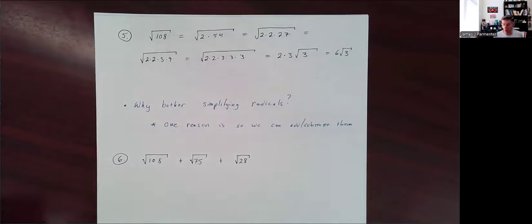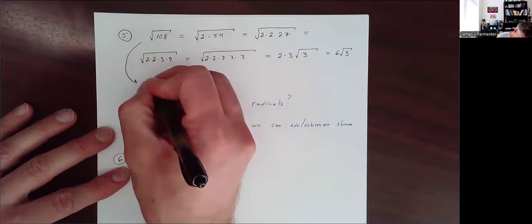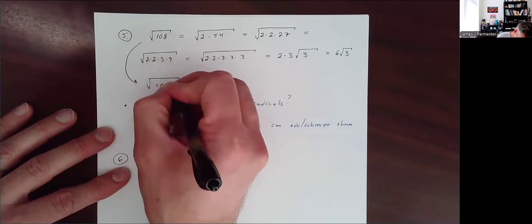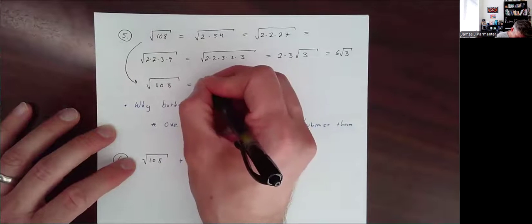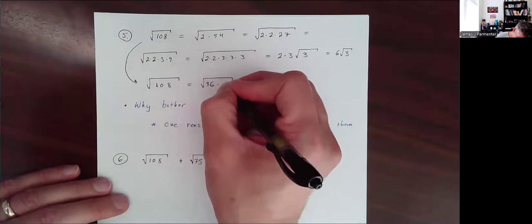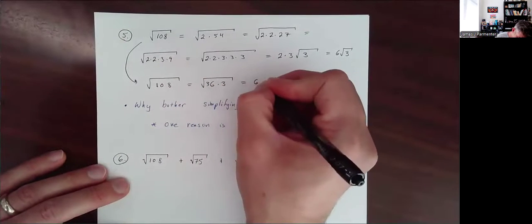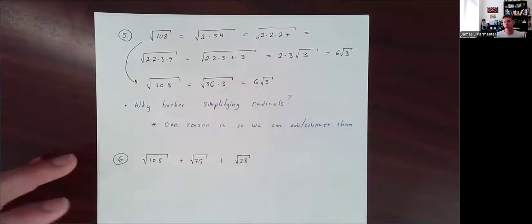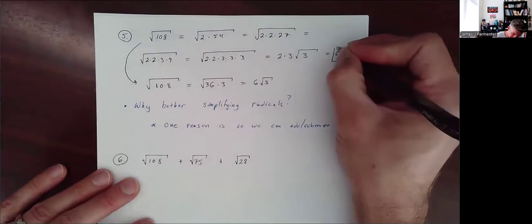Again, just to show you an alternate path, you could have, although it's harder to see right off the bat, that 108 is equal to 36 times 3, and the square root of 36 is 6. So again, there's lots of pathways to simplify a square root, but the end result should always be the same, no matter which path you take.